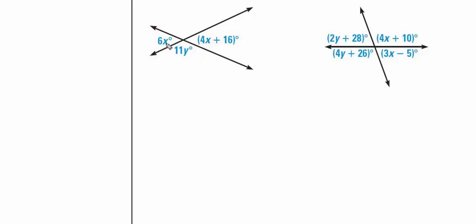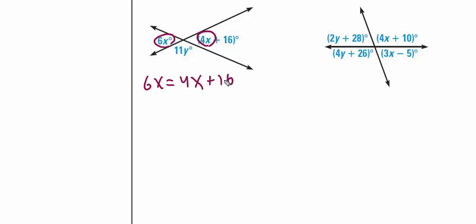May I suggest, since this has an x and this has an x, let's take care of those two first. Now, these two angle relationships are vertical, and so we know the vertical angles are congruent. And if vertical angles are congruent, then they're equal to each other.